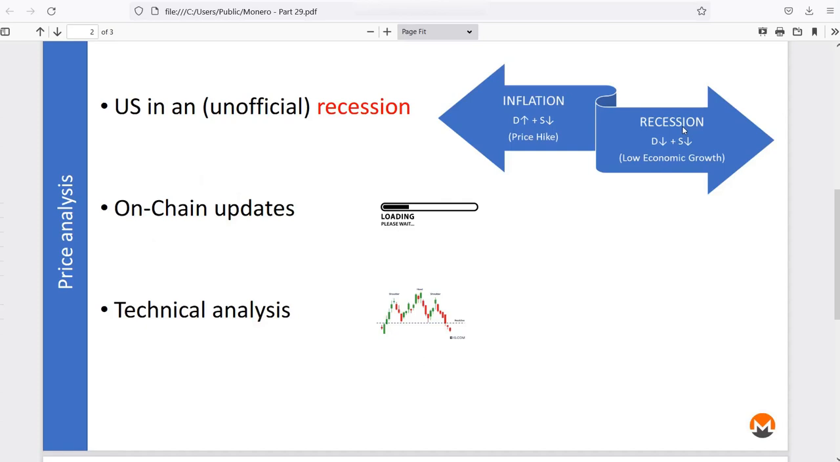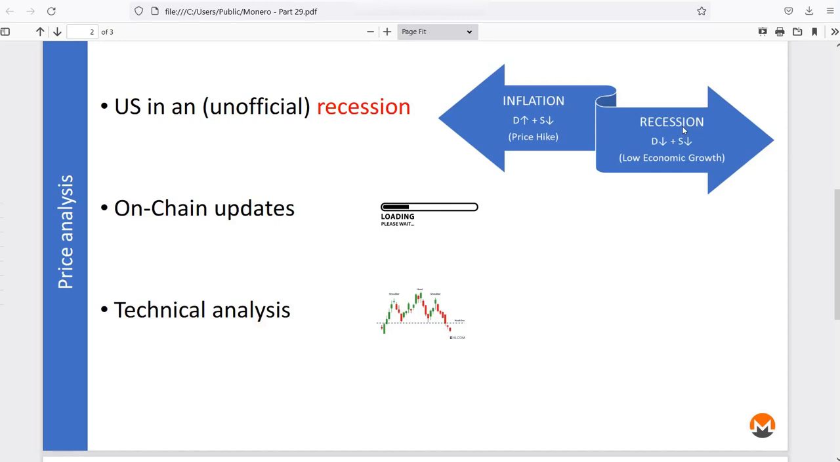So I'm going to discuss three things. The first, which is a hot topic doing the rounds today, is whether the US is officially in a recession. And the second and third are going to be the price analysis, diving into the on-chain data that got triggered a couple of days back, and some technical analysis.